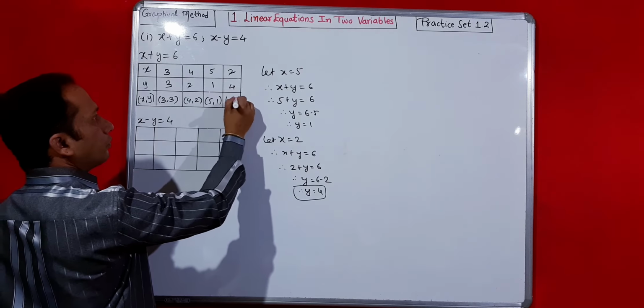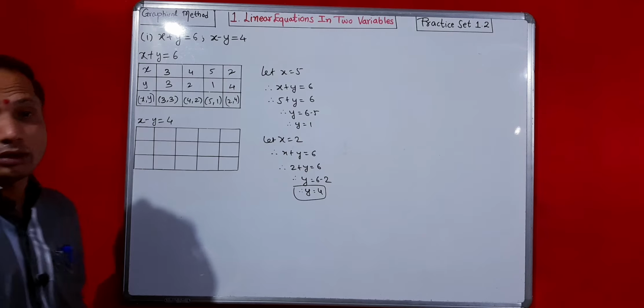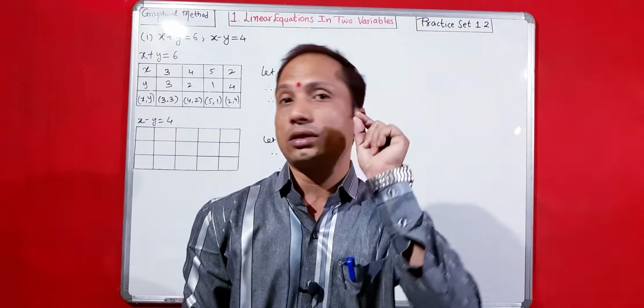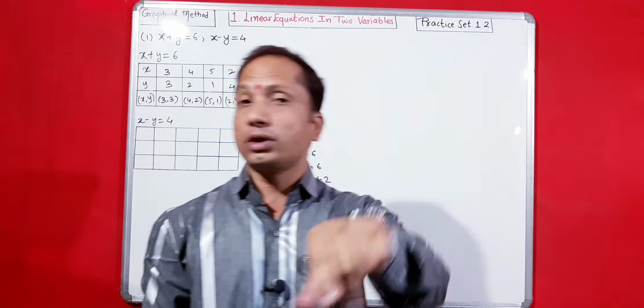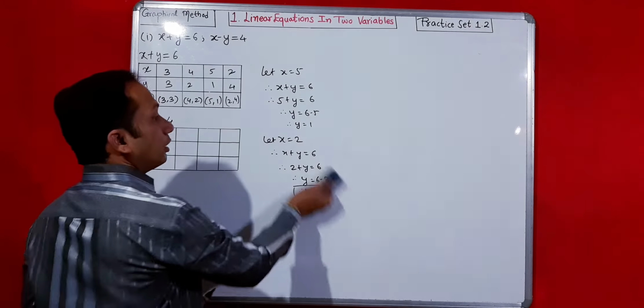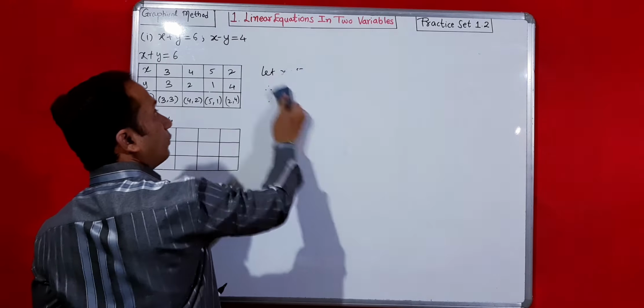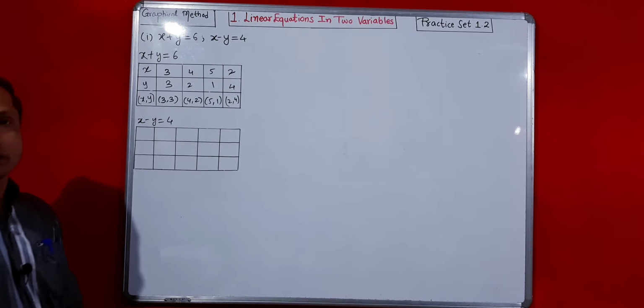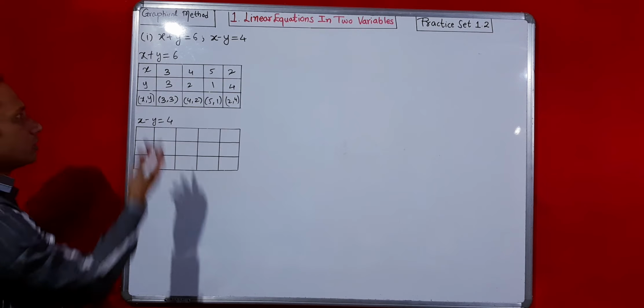So 2 and 4. These are the values of the x and y coordinates for the first given linear equation. Now we'll find the values for the second, and finally we'll draw the graph and we'll get the solution. Now come to the second, x minus y is equal to 4. We have to just consider the values.